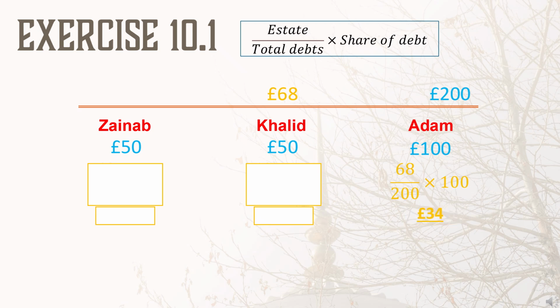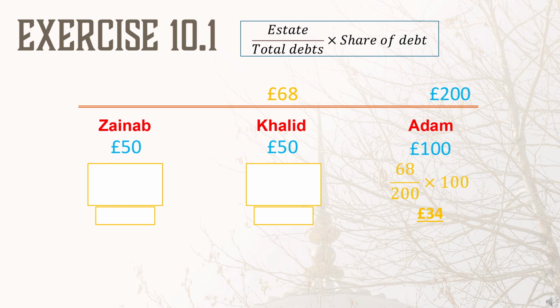And when you think about it, this is exactly what should happen, because the debt owed to Adam, the £100, is half of all the debts altogether. The total debts is £200 and Adam's is 100. Therefore, since the debt owed to him is half of the total debts, then he should get half of the money that's actually left over. And when you use that calculation, that is exactly what it gives you, £34.